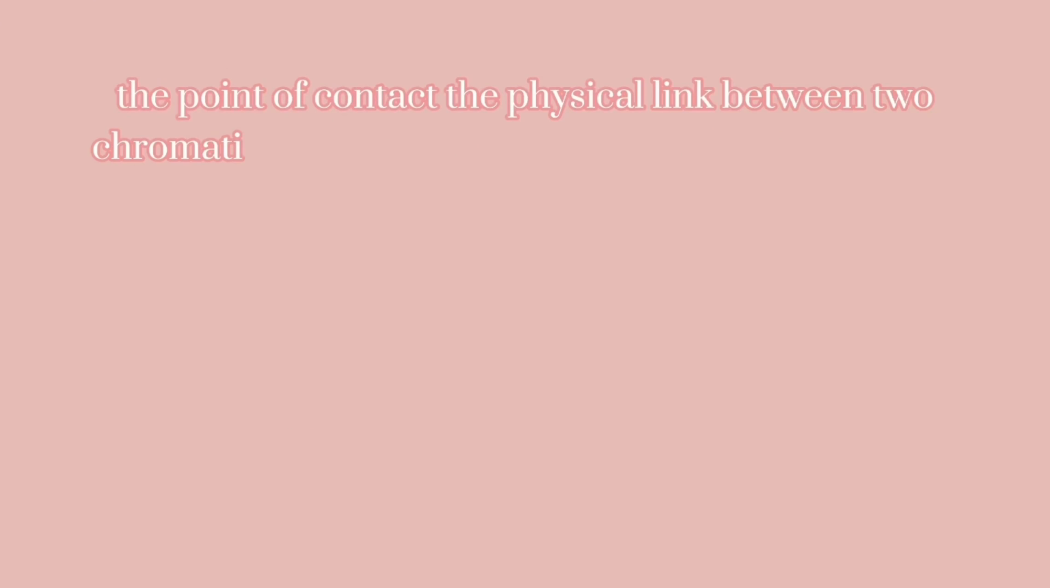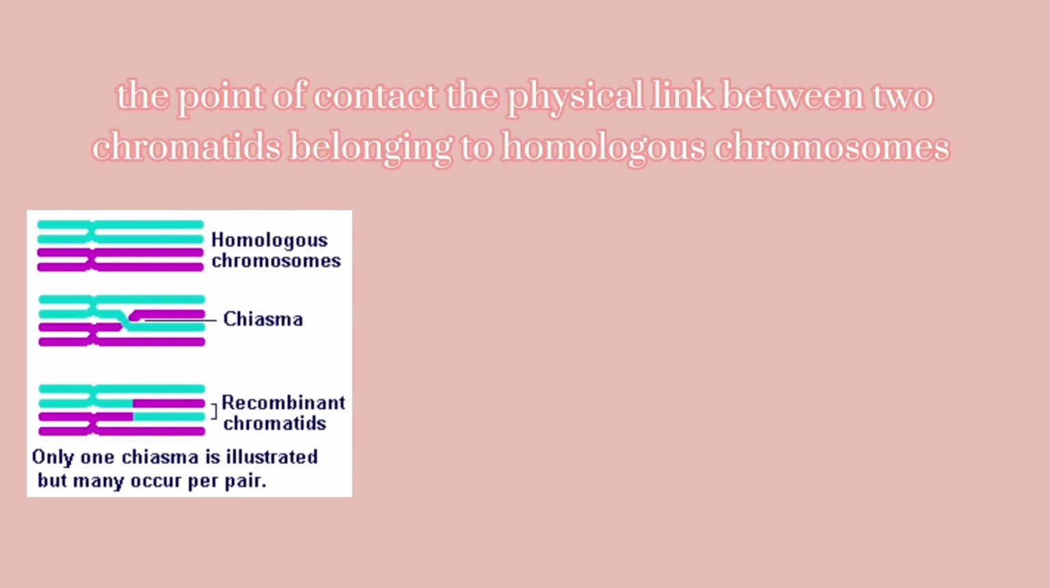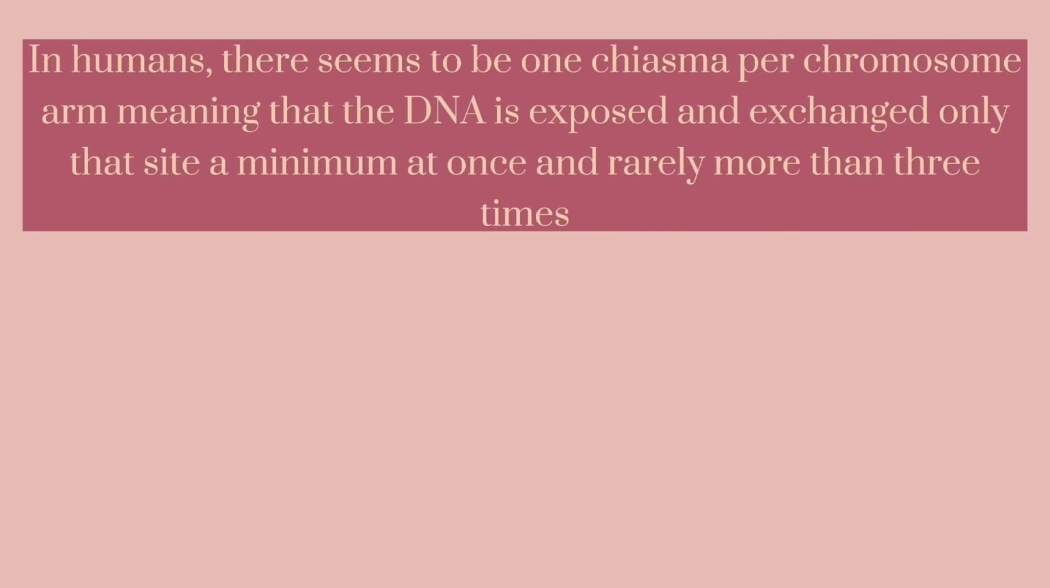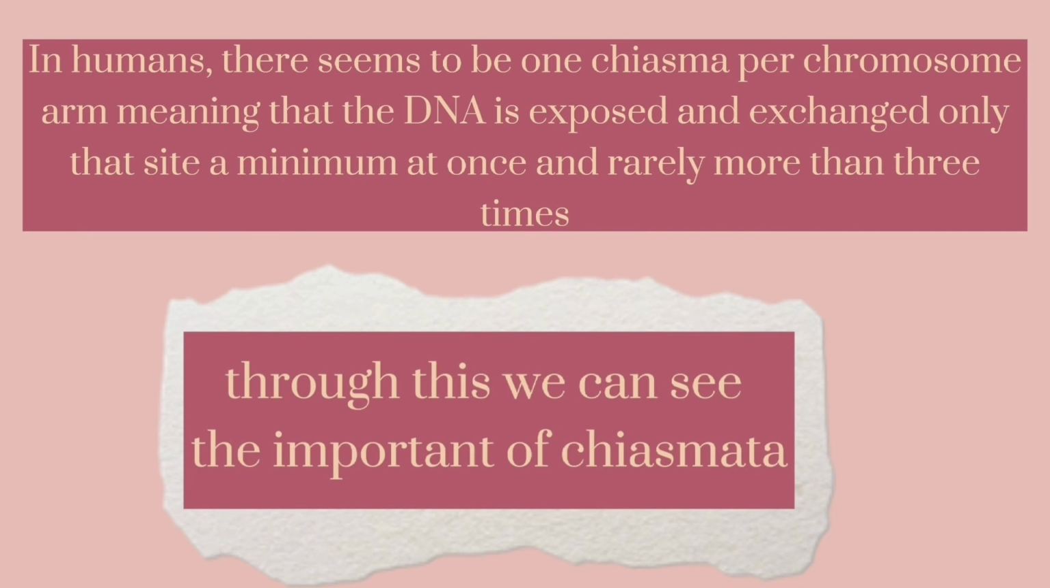Now we continue with chiasmata. Chiasmata is the point of contact, the physical link between two chromatids belonging to homologous chromosomes. At a given chiasma, the exchange of genetic material can occur between both chromatids. In humans, there seems to be one chiasma per chromosome, meaning that the DNA is exposed and exchanged only at that site, a minimum of once and rarely more than 3 times. Through this, we can see the importance of chiasmata.